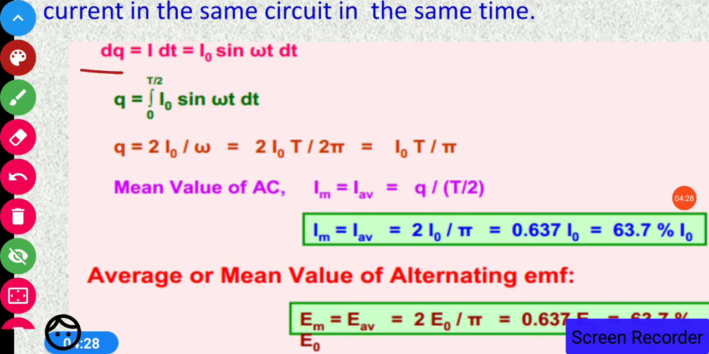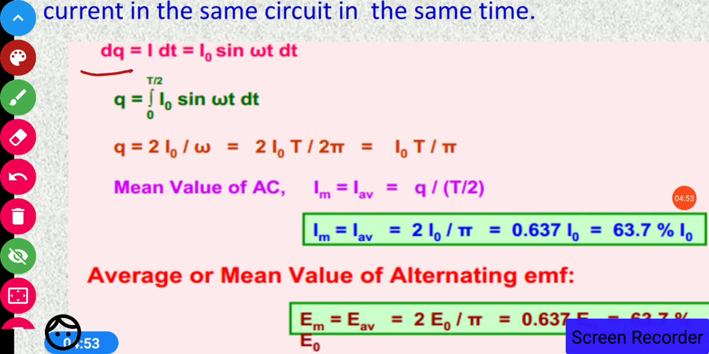Now, you know that dq is equal to I dt. Current is defined as the charge per unit time, so we can say dq is equal to I dt. Now I is the instantaneous value and it is represented by I naught sine omega t. So the expression changes to like this. Now this is the small value of the charge.